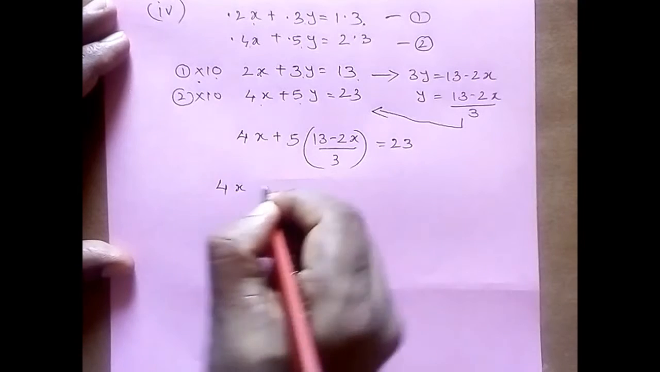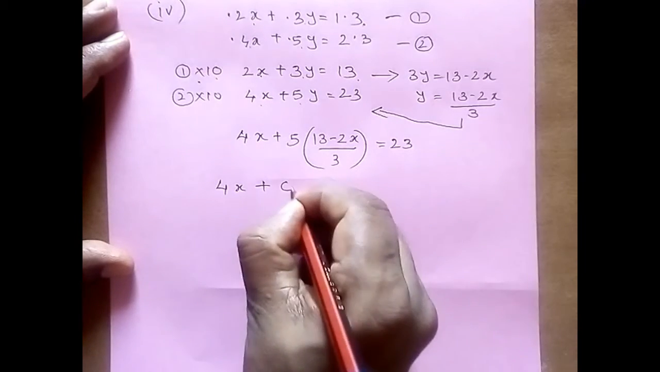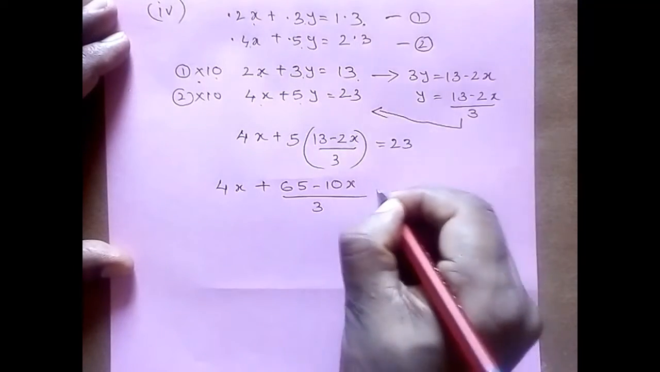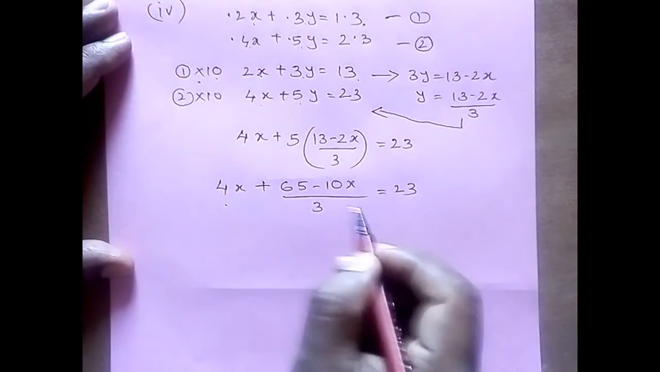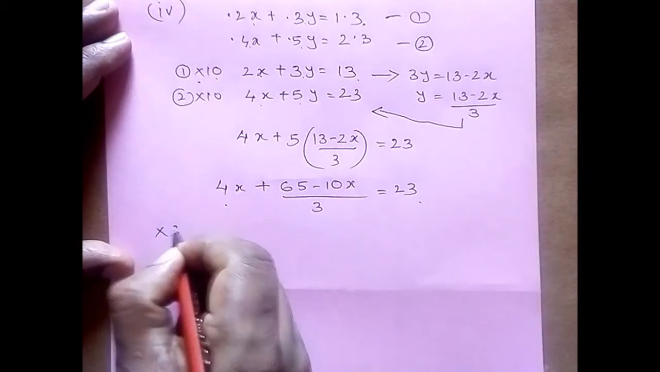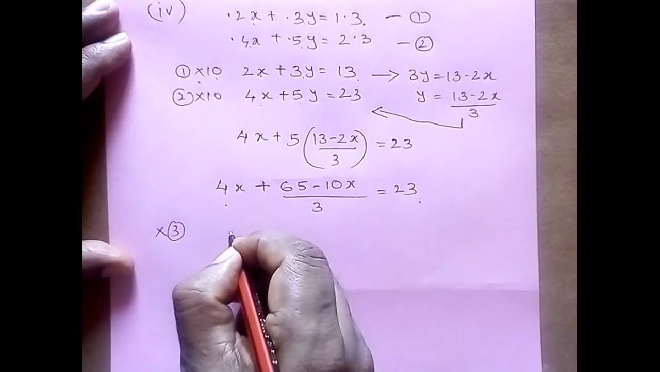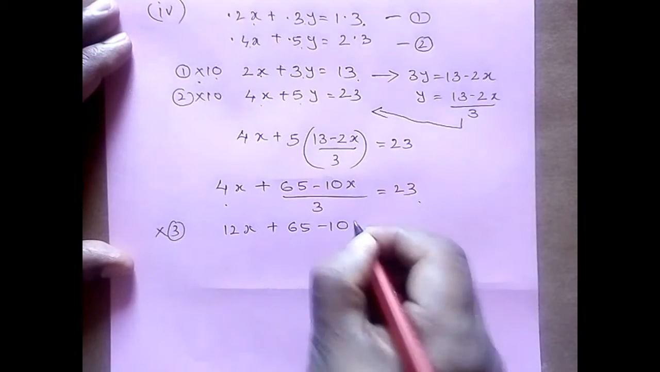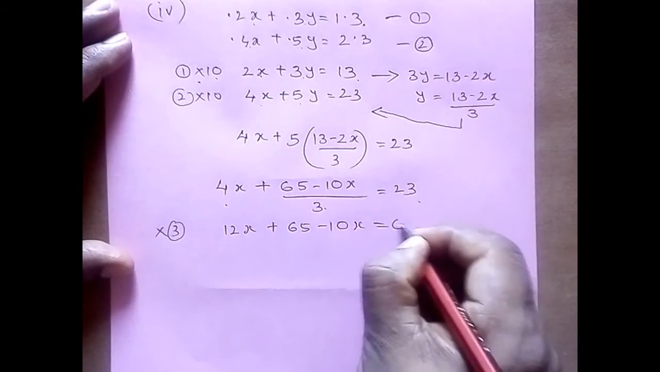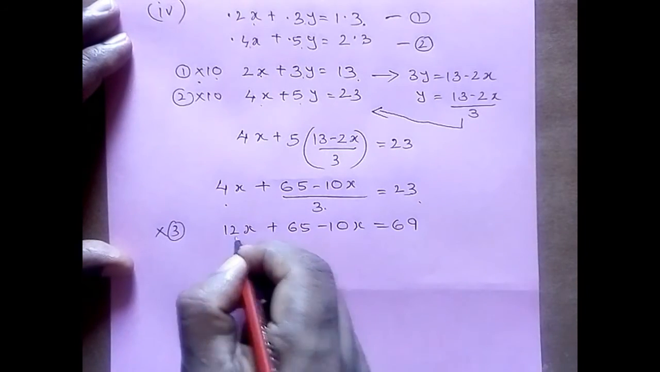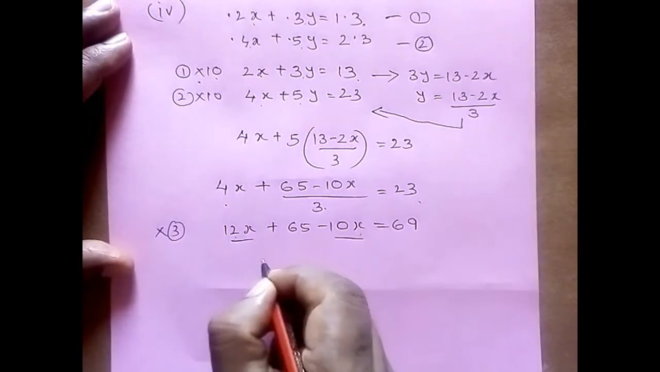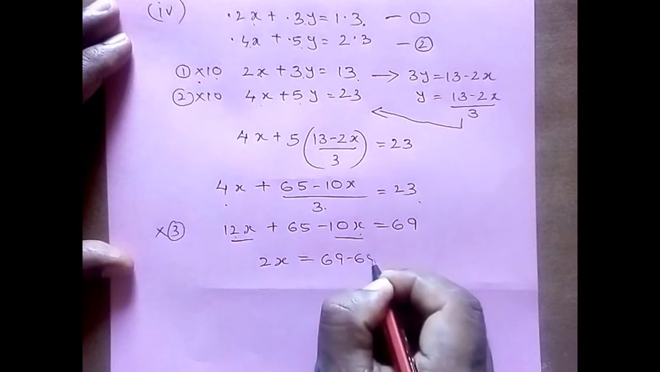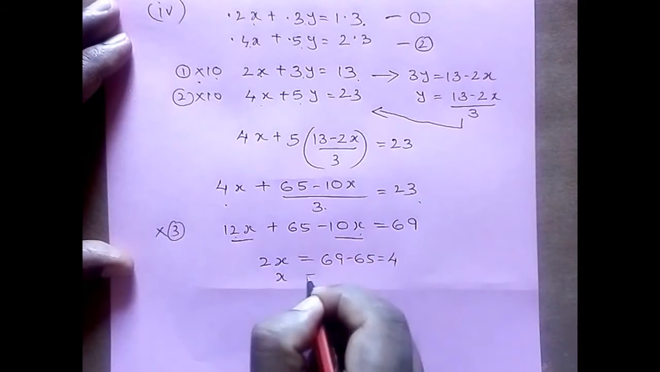That is 4x plus (65 minus 10x) divided by 3 equal to 23. Multiplying this equation throughout by 3, we get 4 into 3x, 12x plus 65 minus 10x is equal to 3 into 23, 69. 12x minus 10x will give us 2x. 65 will go to this side, 69 minus 65 equal to 4. So 2x is equal to 4, so x is equal to 2.